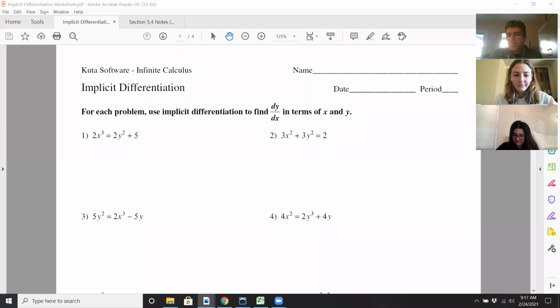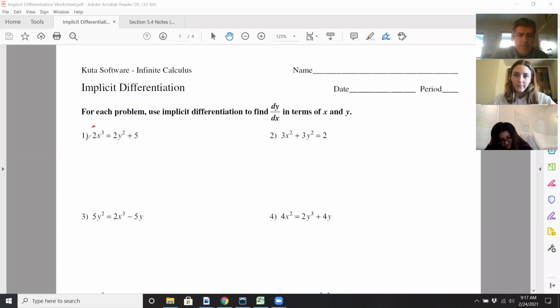Okay, so I'm now recording, and I'm going over the implicit differentiation worksheet that I put in the A and D period Schoology groups. For A period, it was under post-session files, and for D period, just right in the front of the Schoology page.